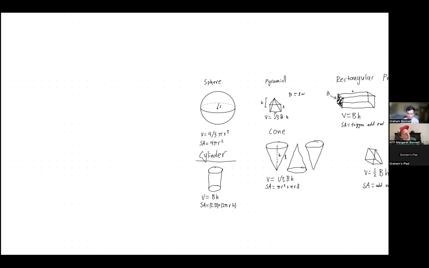Graham, this is just for fun. I wrote at the bottom of my notes, you figure it out, I didn't write the answers. For a hemisphere. Okay.